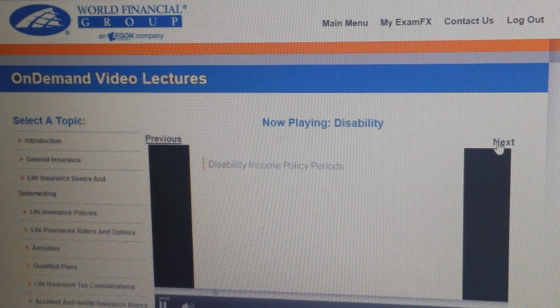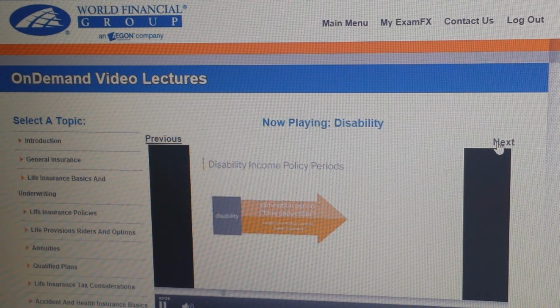Disability income policy periods. There are two of them. The first one is called the elimination period. You do not have coverage during the elimination period. You basically notify the company that you have a claim, and then you start that elimination period, that waiting period before your benefits kick in. The longer the elimination period, the longer you wait without benefits, the cheaper the premium, because the insurance company isn't paying you any benefits. So the longer you're willing to accept that total risk yourself, the lower your premium would be.